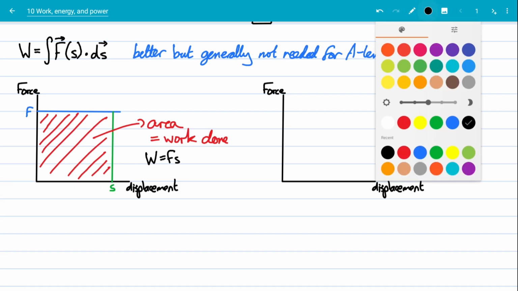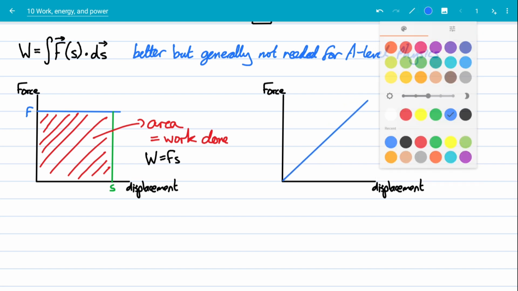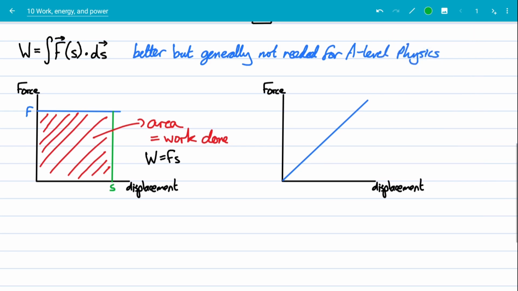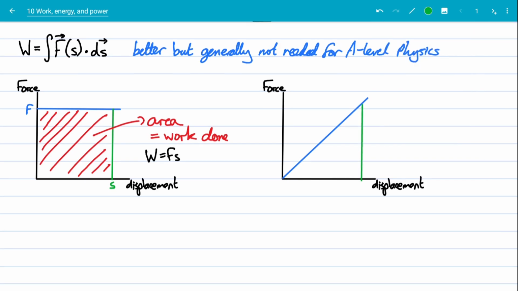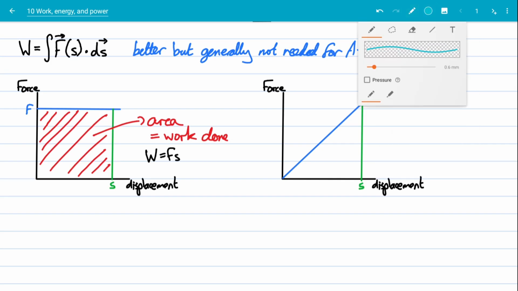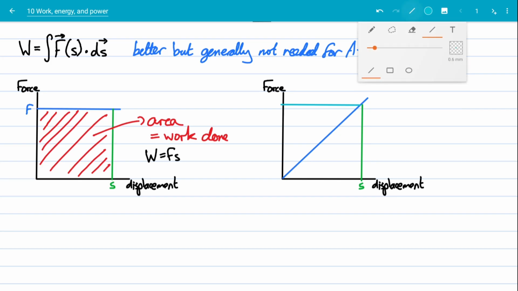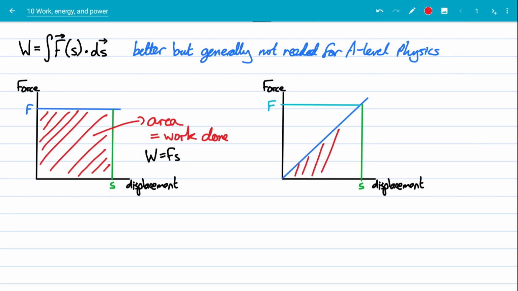Now let's look at the second case. And let's say we've got a force that's increasing like that. Nice and regular increase of force. We have some displacement S like this. And when that happens, we get our maximum force. Just go across like this. We get a maximum force, which I'm going to call F. Now, in this case, the area is this area here.